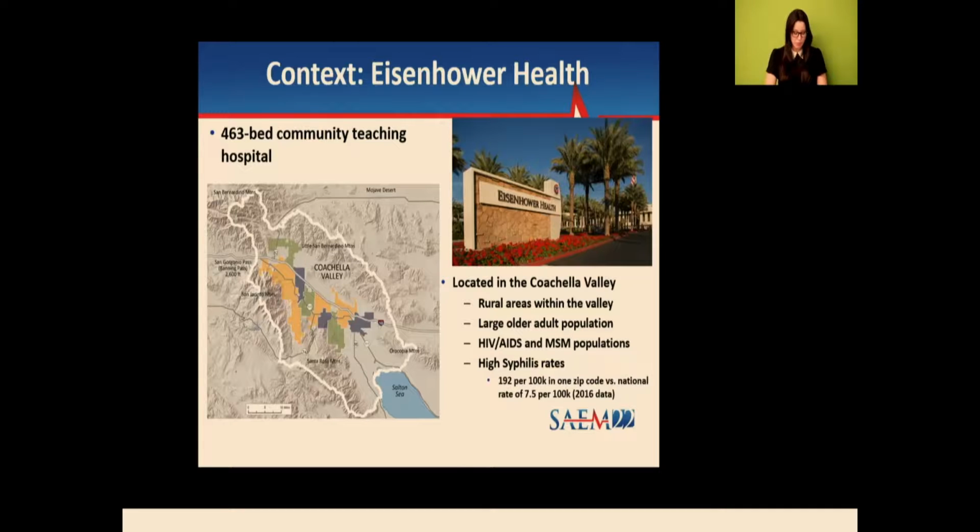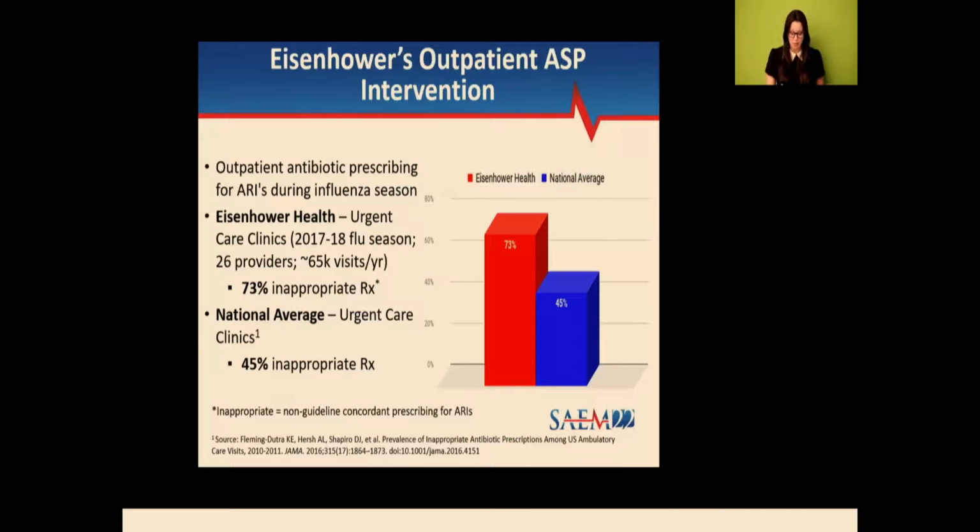There are many rural areas within the valley, and we have a large older adult aging population, large HIV/AIDS and MSM populations, as well as very high syphilis rates compared to the rest of the United States. In terms of context specific to this project, we were seeing high rates of antibiotic use in our urgent care locations, not only within our health system at the time, but also in the community across other urgent care centers in the area. So to confirm this, we created a query to establish our baseline rate.